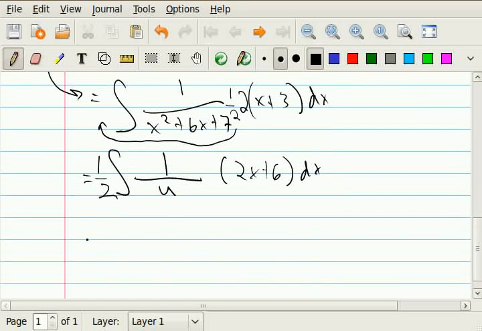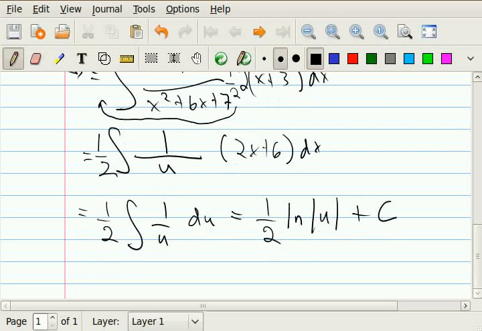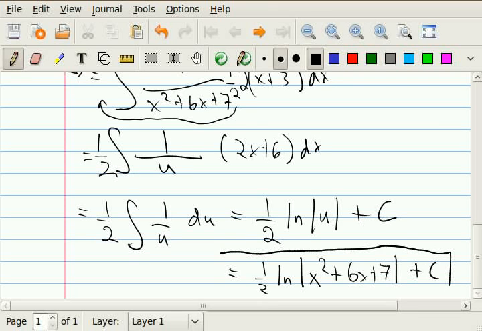Now if you look at what we have, we've got 1/2 times the integral of 1 over u du. We didn't have it to begin with, but we did this little multiply and divide trick, and now we've got exactly what we want. So this is 1/2 times the natural log of the absolute value of u plus c. I just used the new rule to integrate the 1 over u du, multiplied it by a half, and added c. And of course, that's 1/2 times the natural log of what u was, x squared plus 6x plus 7, all in absolute value, plus c. That's my indefinite integral.